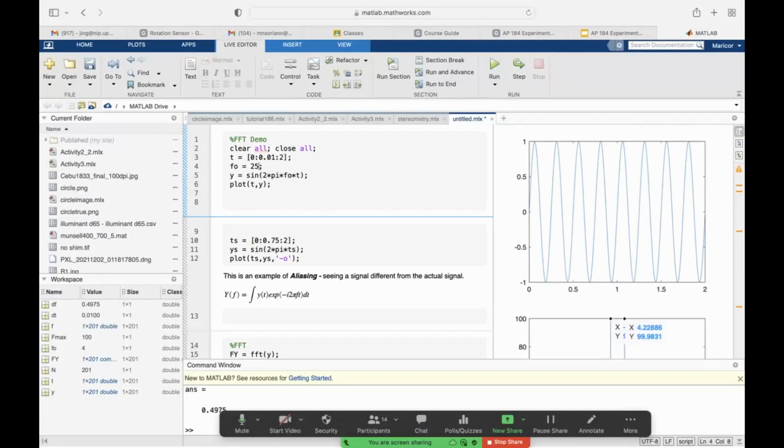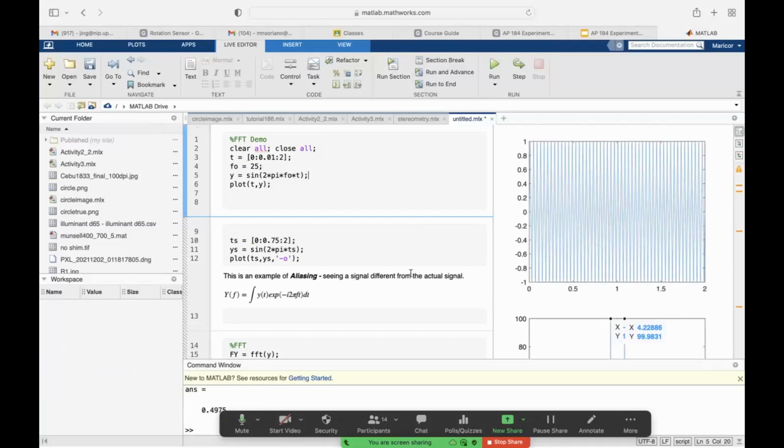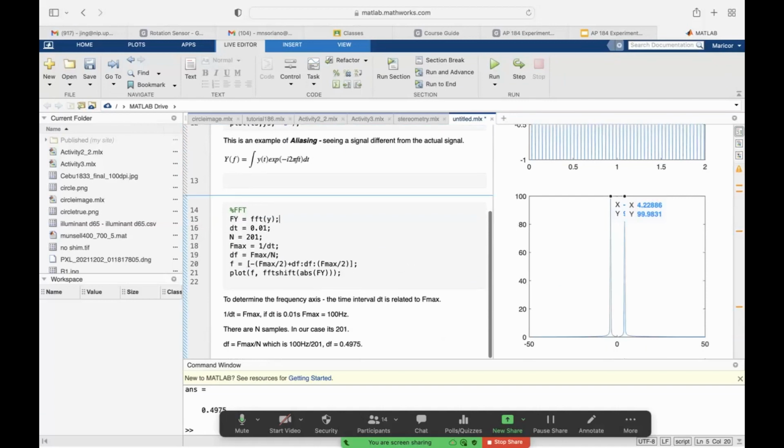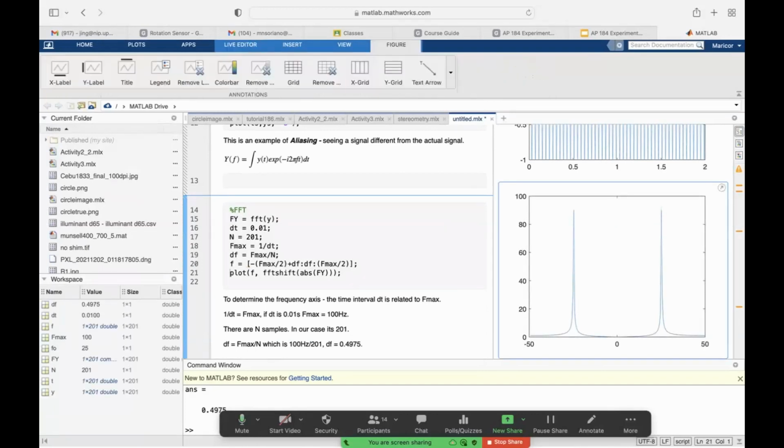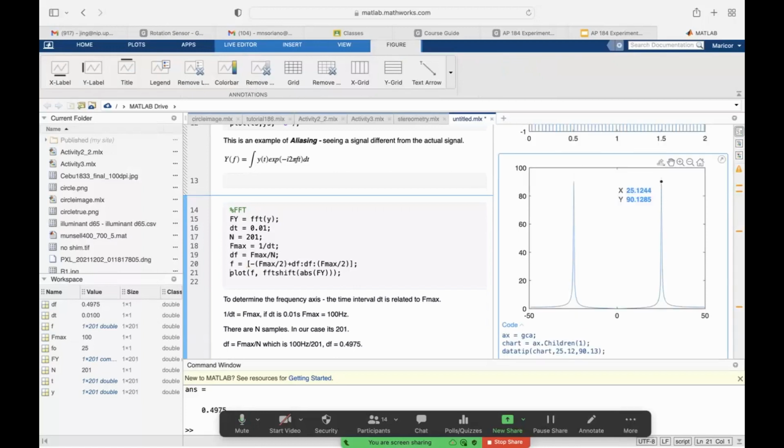Dapat mag-react rin siya ng ganon. Di ba, guys? So, I'll run again this section to create the frequency, the sine wave. Okay? And then I'll run again this section to get the frequency. And dapat, yun, see that? So nandito na siya, and let's have a check kung ano yung frequency niya by clicking the point. And there it is. Nasa 25, halos 25 na rin.